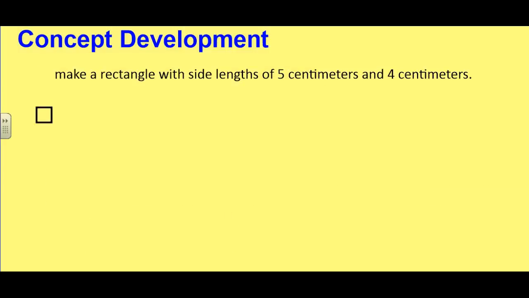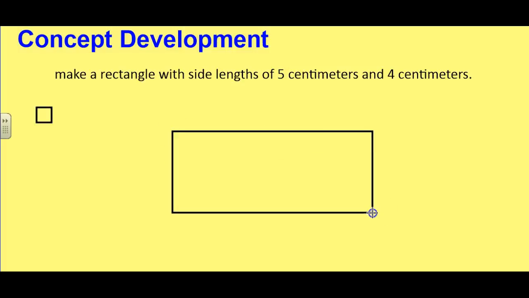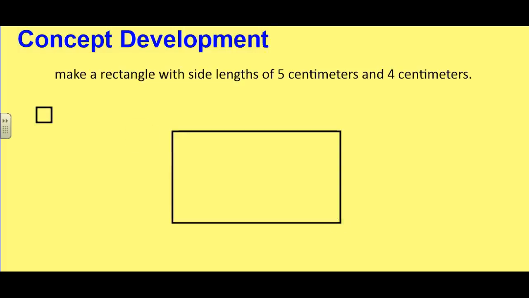Okay, so you can put those 15 square inch pieces to the side, and now we're going to make a rectangle that has the side lengths of 5 centimeters and 4 centimeters. So let me just show you what this is going to look like. Here's a rectangle. One side is going to be 4, and one side is going to be 5. So we just talked about, if we know the side lengths, then all we have to do is multiply them to tell us what the area is.